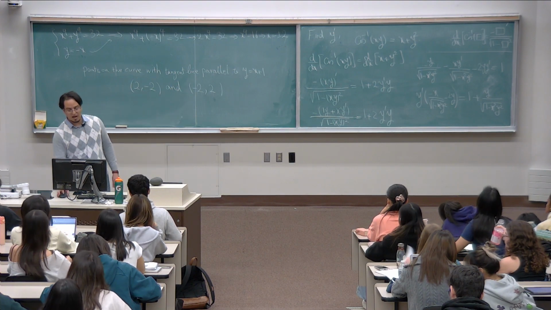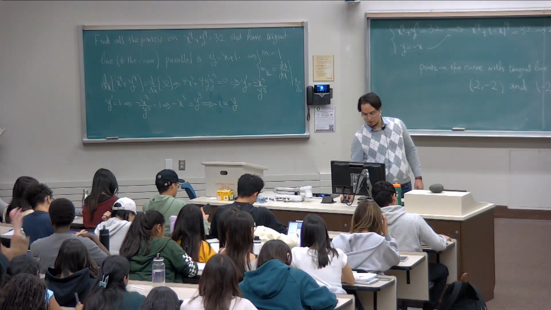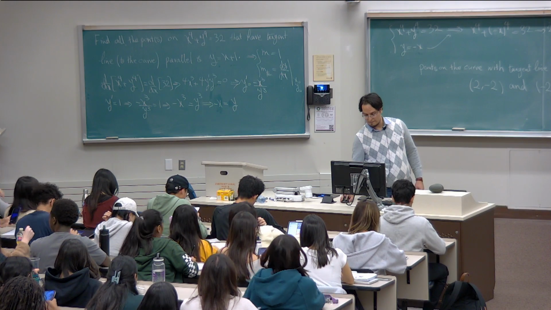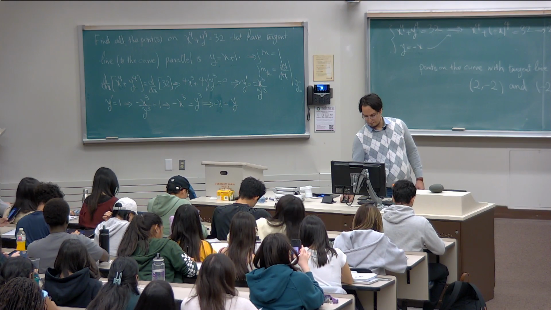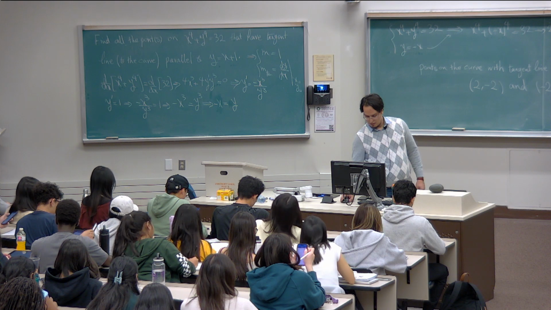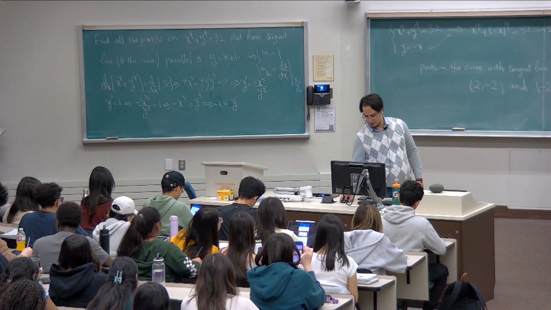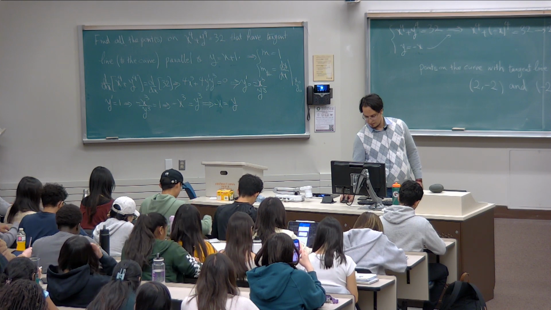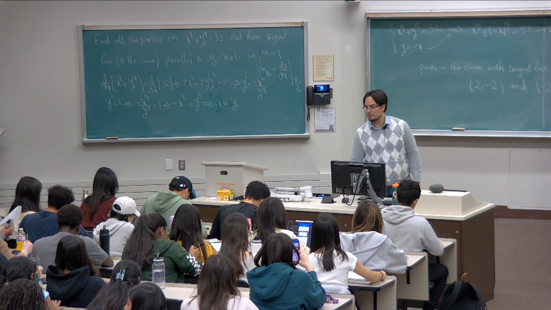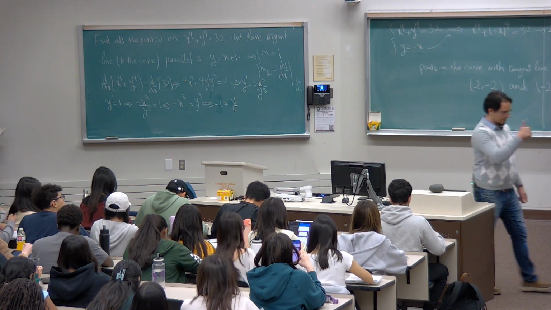I have another iClicker question, which is about the slope of the tangent line for the implicitly defined curve. Could you please confirm that you can see the question clearly? Thank you.